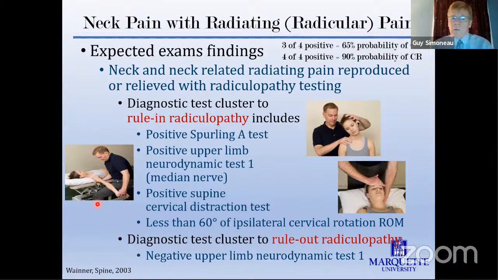So this may be the test that you start with if you don't have a lot of indication or you just want to rule out radiculopathy and you want to be efficient, you may want to start with that test. And if it is negative, it pretty much rules out the condition and may make some of those other tests not very needed for you to do.